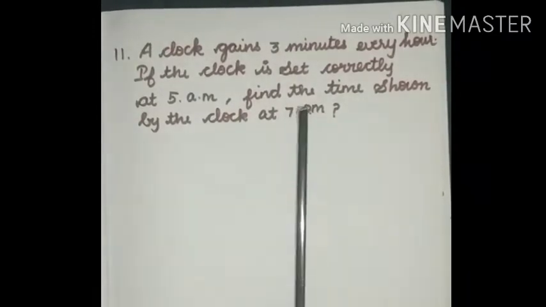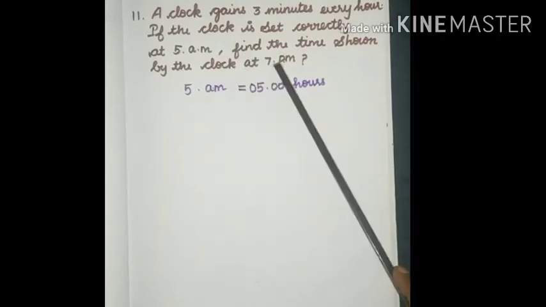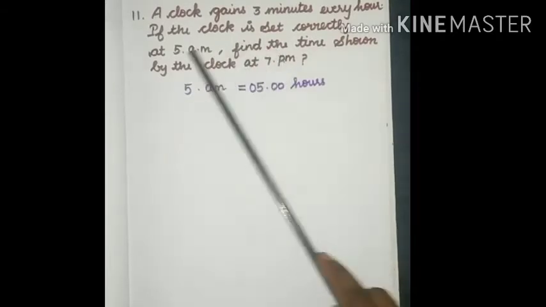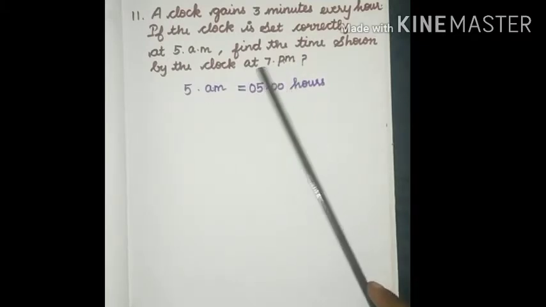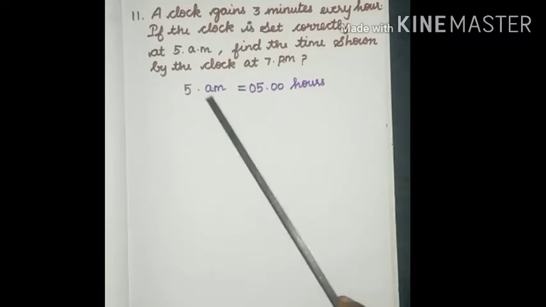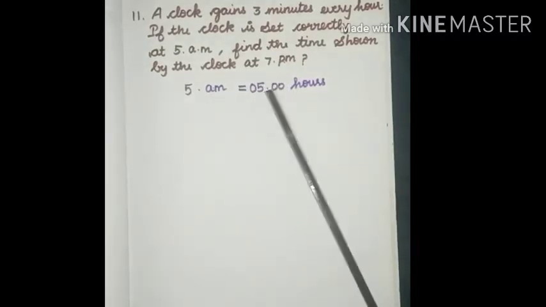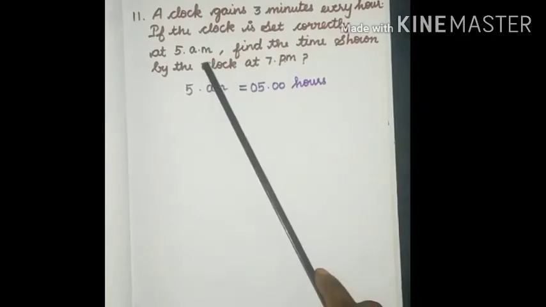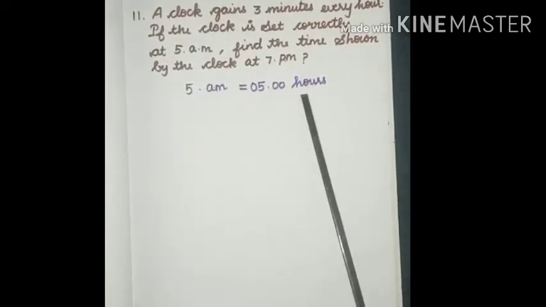First we have to convert this time into railway time format, because here one given time is in am and another one is in pm. So we have to convert this into railway time format. 5 am as 5 hours. Students, note it carefully. If the given time is in am, there is no change. Simply write it as in hours.